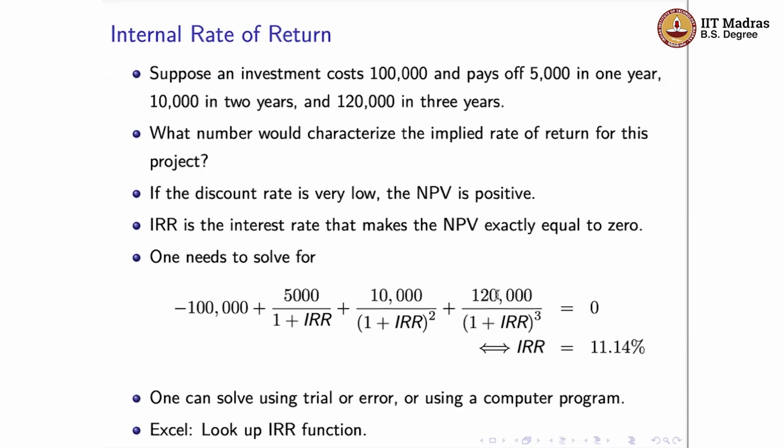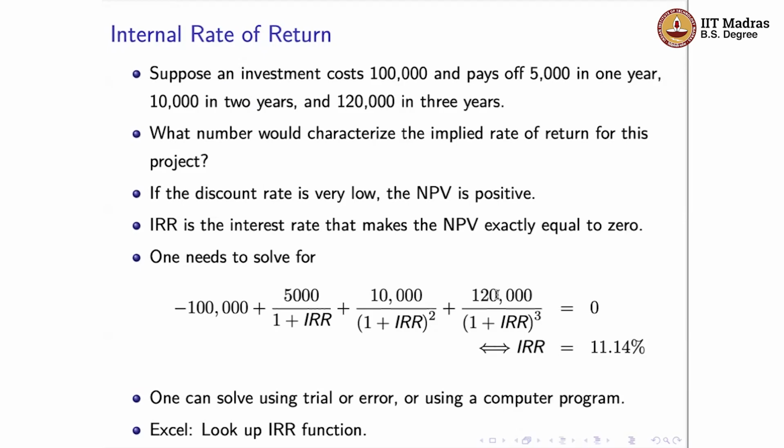So imagine that you have got an investment which costs 1 lakh today and it's going to pay off 5,000 in 1 year, 10,000 in 2 years' time, and 1,20,000 in 3 years' time. So how would we characterize the implied rate of return for this project? Intuitively, if the discount rate is very low, then the NPV of this project should be positive. How do we see that?